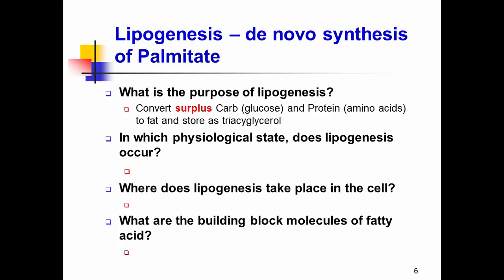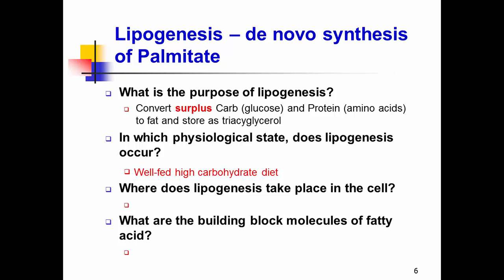Okay, so in which physiological state does lipogenesis occur? The fed condition, right? But not just fed. The well-fed state, with a high carbohydrate diet. When you consume a high carbohydrate diet, lipogenesis is more active.